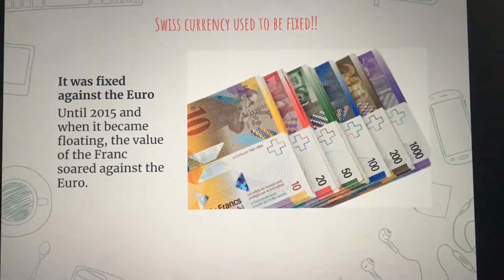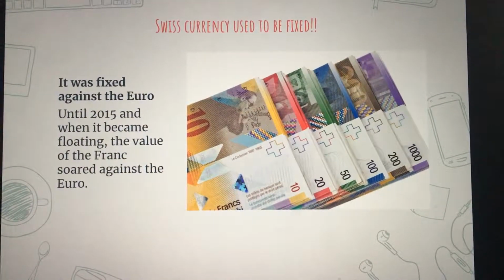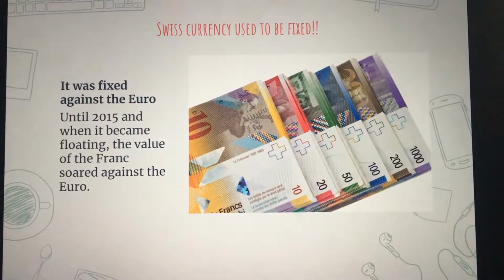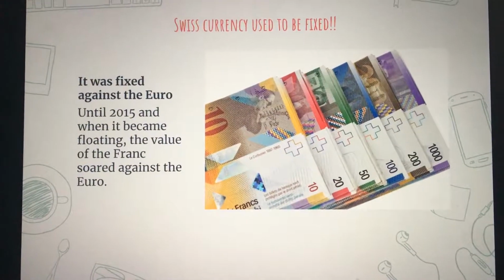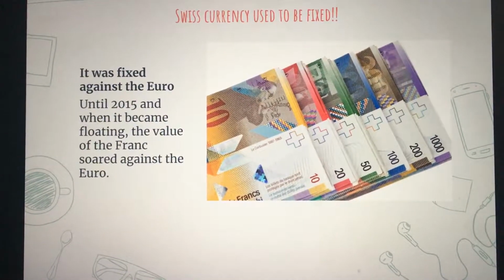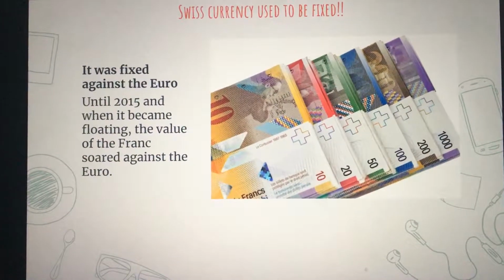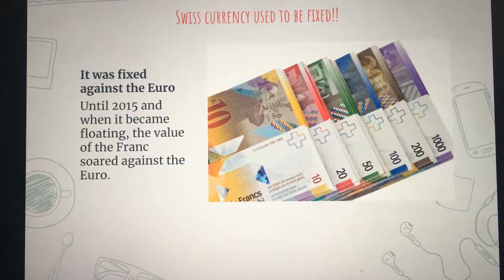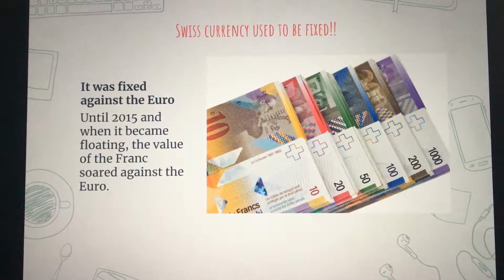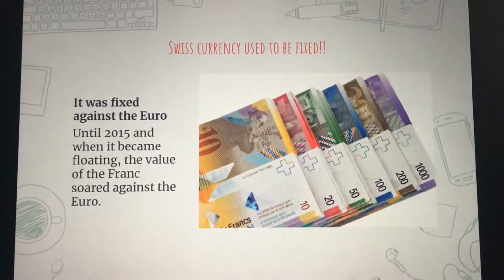I did not know this, but the Swiss franc was fixed against the euro until 2015, and when it became a floating exchange rate, the value of the franc soared against the euro. So in this case, the euro was limiting the franc when it was fixed against it, and the franc becoming independent and floating actually helped it a lot.